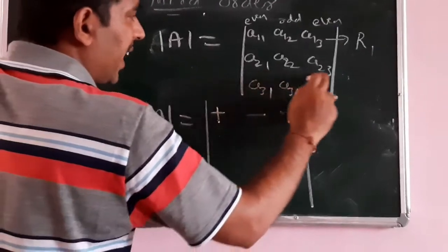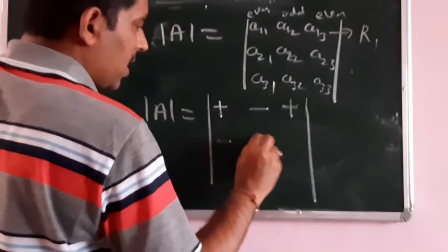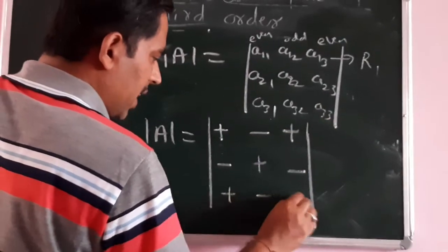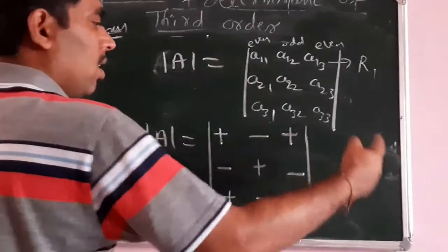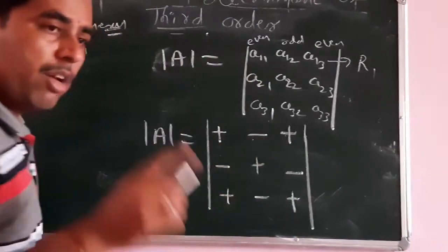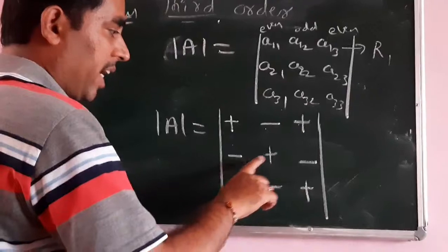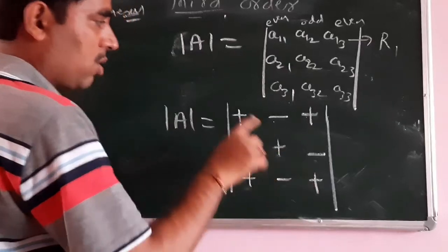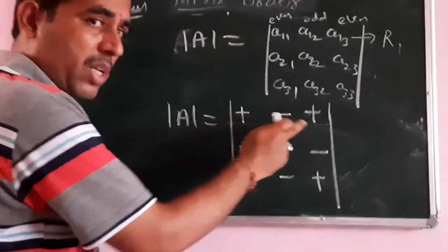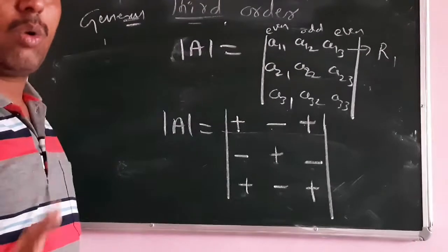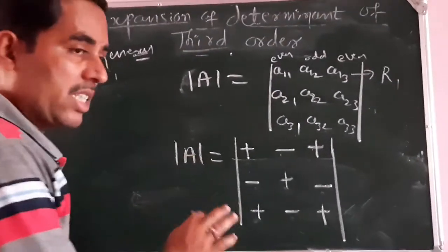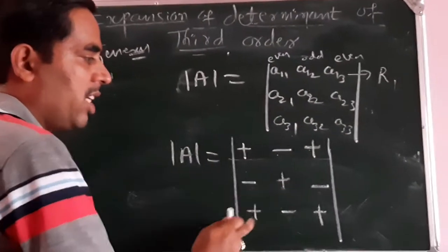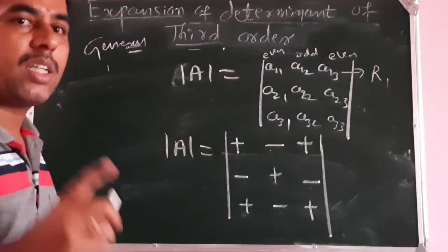If I consider the second row, then 2 plus 1 is 3, so it is minus, plus, minus. Then for the third row, 3 plus 1 is 4, 3 plus 2 is 5, 3 plus 3 is 6, so that will be plus, minus, plus. You should remember this. If I expand along the first row, take plus, minus, plus. If you expand along the second row, take the alternate, minus, plus, minus. If you expand along the third row, you take plus, minus, plus. I have taken the first row, that's why I wrote plus, minus, plus. Then we must delete that row and that column in which the element lies. That's what I have done in the general expansion. So this is the sign pattern to remember, plus, minus, plus, minus, plus, minus, plus, minus, plus. It is the way to expand the third order determinant.